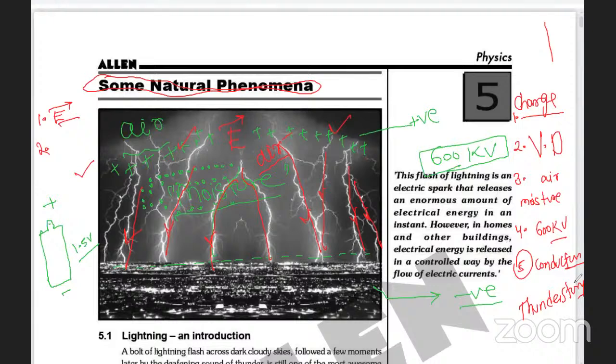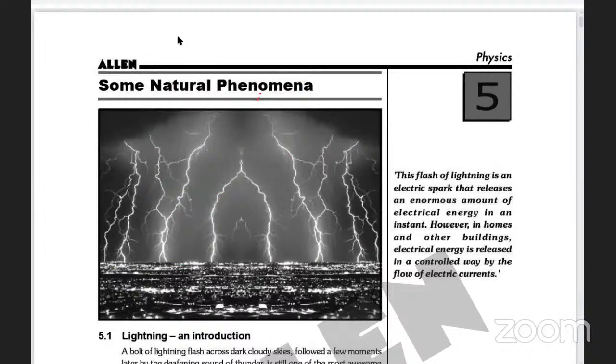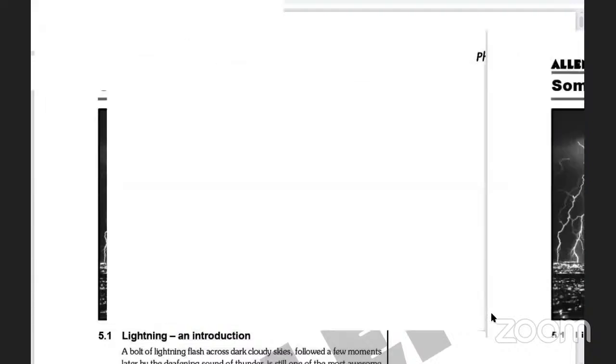I'll explain it more with a few more examples, because this topic is quite important. All of you can see the whiteboard. Okay, so I'll draw a diagram. All of you can draw with me also. Suppose this is the sky.